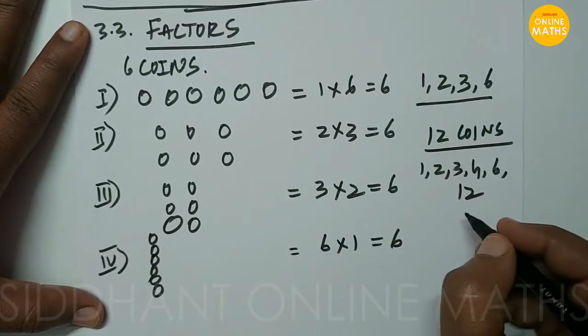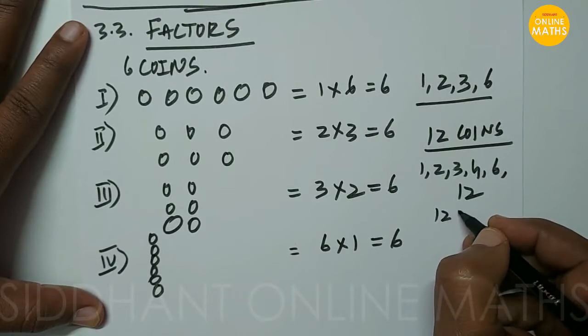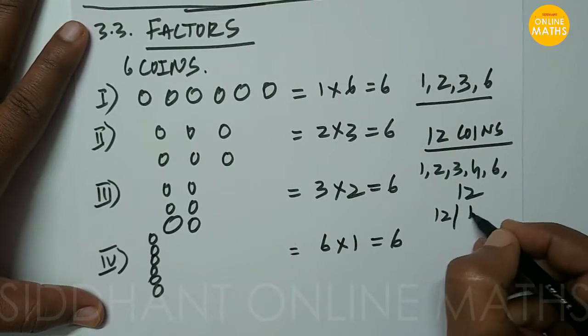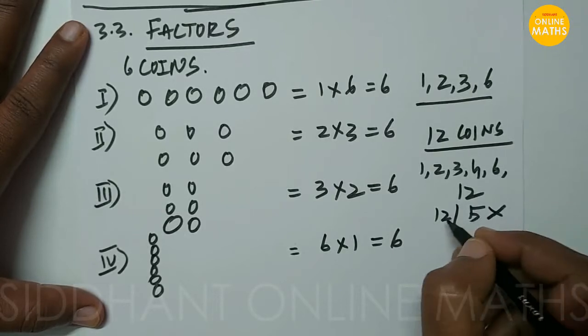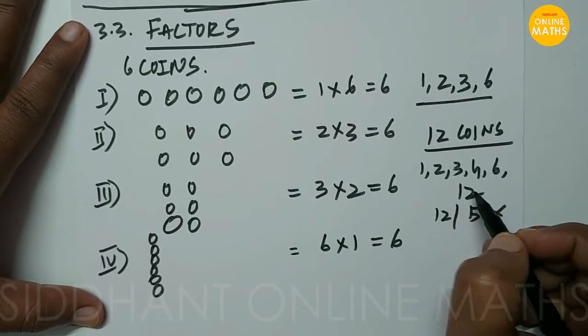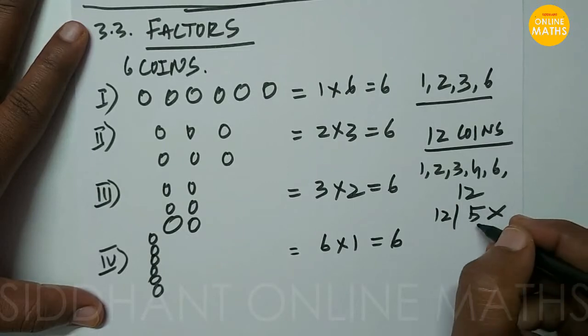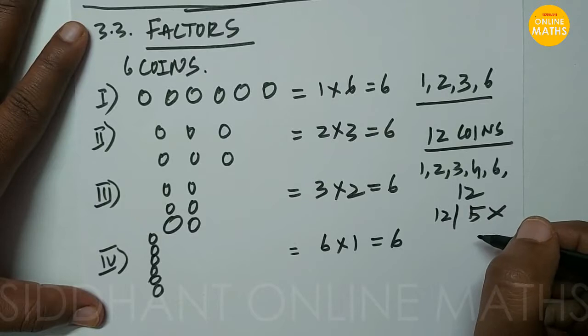In the same way, take 12 coins and ask whether 5 is a factor of 12. We can say 5 is not a factor of 12 because 5 doesn't divide 12 exactly. So the number which divides another number exactly is a factor of the given number. That is the meaning of factors here.